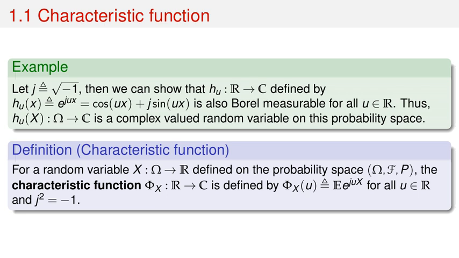With that established, we can formally define the characteristic function. For a random variable x mapping omega to the reals, defined on our probability space omega, script F, P, its characteristic function, denoted phi sub x, maps the real numbers to the complex numbers. It's defined as phi sub x of u is the expectation of e to the power jux for all real u, remembering that j squared equals -1.